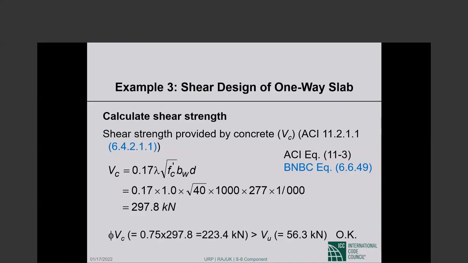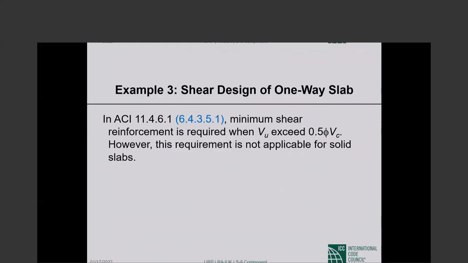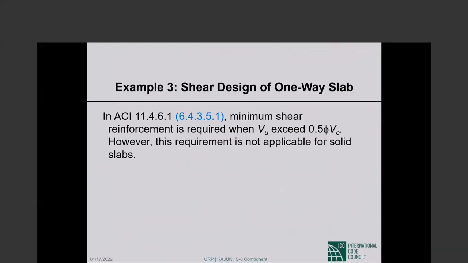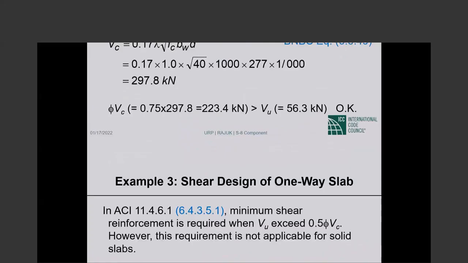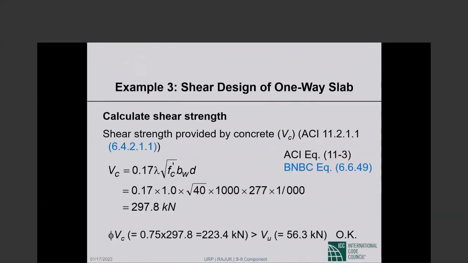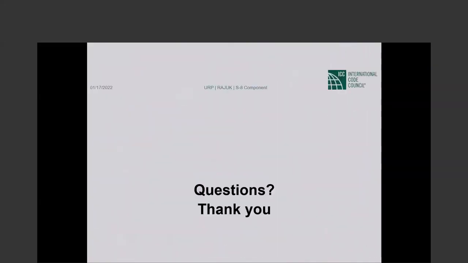This is very typical of slabs. It's seldom, if ever, that we will need shear reinforcement for one-way shear. Minimum shear reinforcement is required when V_u exceeds 0.5 φ V_c. However, this requirement is not applicable, remember, for solid slabs. So our design is done. We do not need any shear reinforcement.